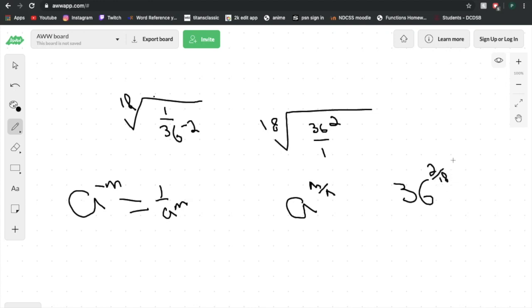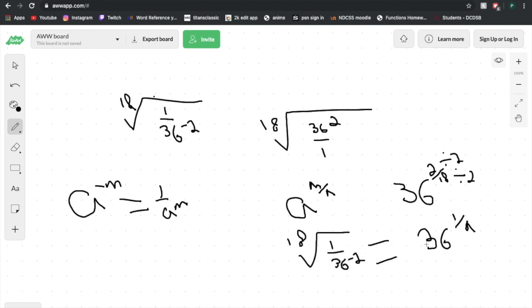And if you want to further simplify, you could divide these two out by 2. So you could technically say 36 to the power of 1/9. Now overall, you could see that the 18th root of 1 over 36 to the power of negative 2 is equal to 36 to the power of 1/9.